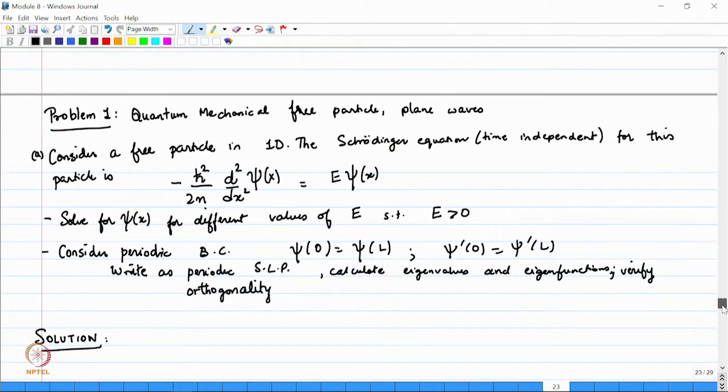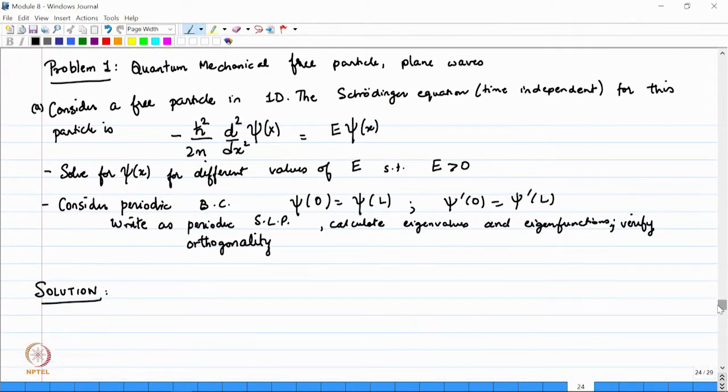The first problem is a quantum mechanical free particle problem, and this gives the idea of plane waves. The problem is, consider a free particle in 1D. The time independent Schrodinger equation for this particle is given by minus h cross square by 2m d square by dx square psi of x equal to E psi of x. Solve for psi of x for different values of E such that E is greater than 0.